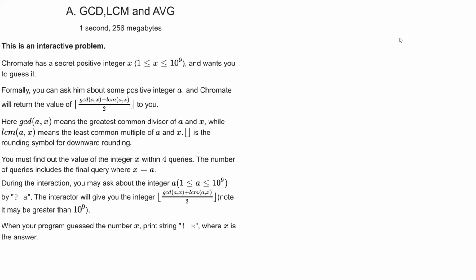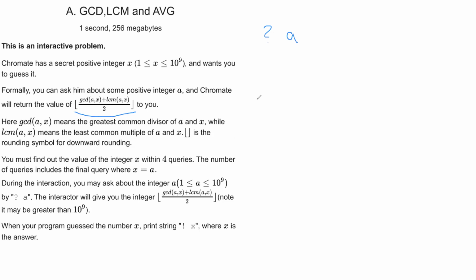The first task was quite simple: GCD, LCM and average. If we have a query with some number, we put question mark A, then we get this as an answer. It's the average of the greatest common divisor and least common multiple of a and x.